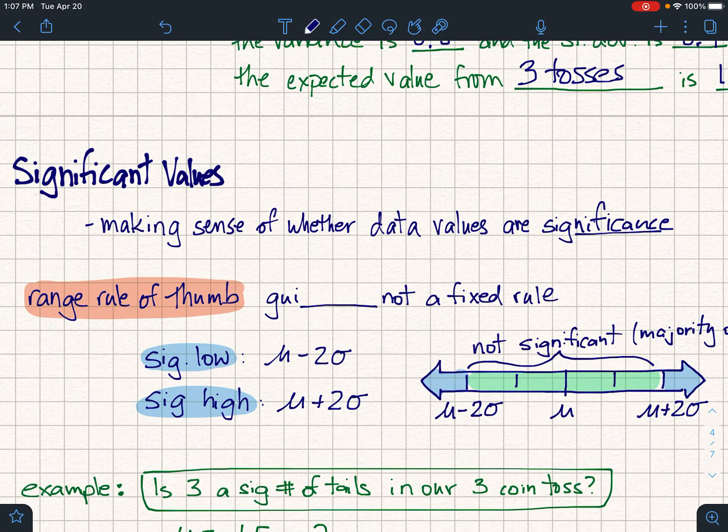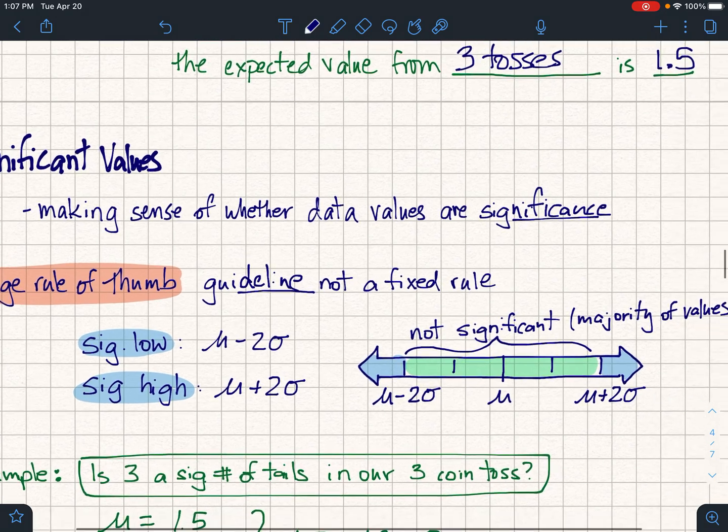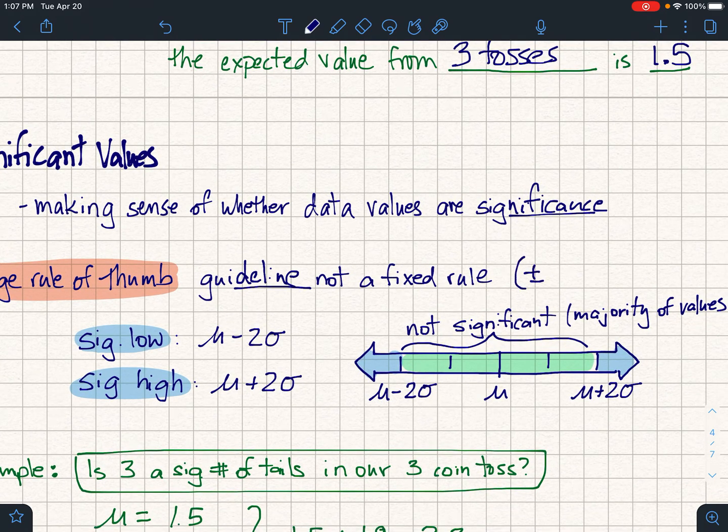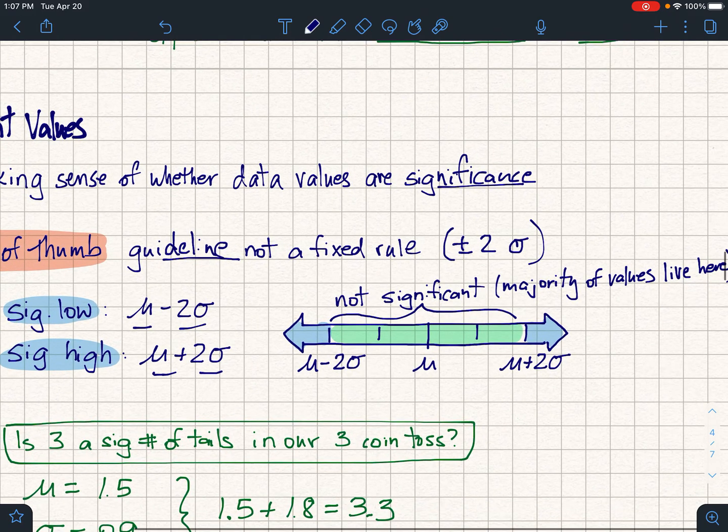First off, range rule of thumb. This is a guideline, and the guideline here is something the textbook uses, that we're plus or minus 2 standard deviations away. So if I take the mean minus 2 standard deviations, and add on 2 of them, that gives me the regions where values are significant. The ones in the middle are not significant. They're expected. They should happen.